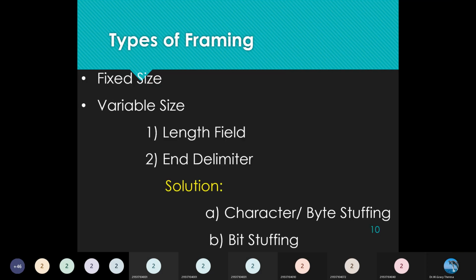Okay, so we are talking about framing. We have different types of framing: a fixed size framing as well as a variable size framing. By the term itself, fixed size indicates that the size is defined. It is not like the size is undefined or default. So the size itself can be used as the delimiter. That is fixed size framing. In fixed size framing, the size is being used as a delimiter.